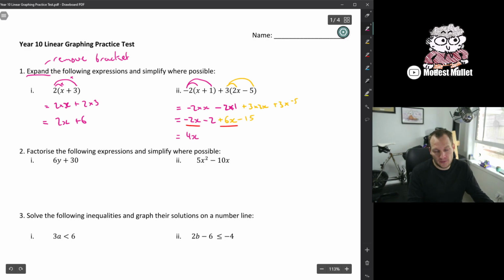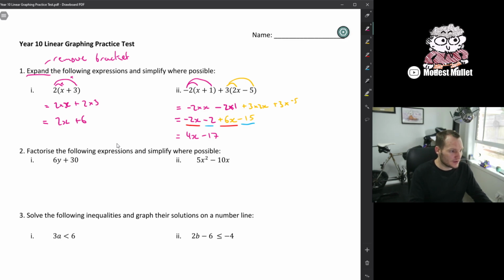With all these, feel free to use your calculator. That's what it's there for. If your number skills aren't up to scratch, we're not testing your number skills. We're testing your algebra and your linear graphing skills. And then we have the negative 2 minus 15. So negative 2 take away another 15, and that simplifies down to minus 17. That's our first question. Question number 2, factorize the following expressions.